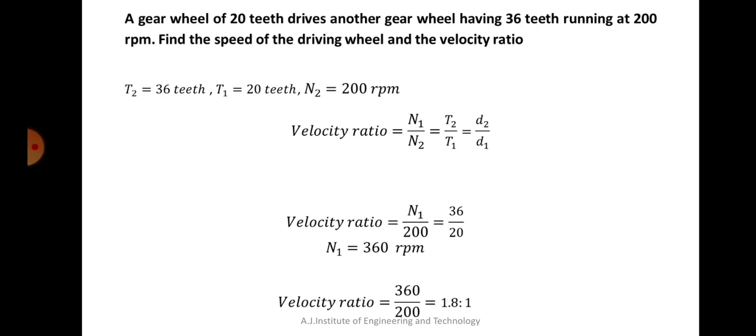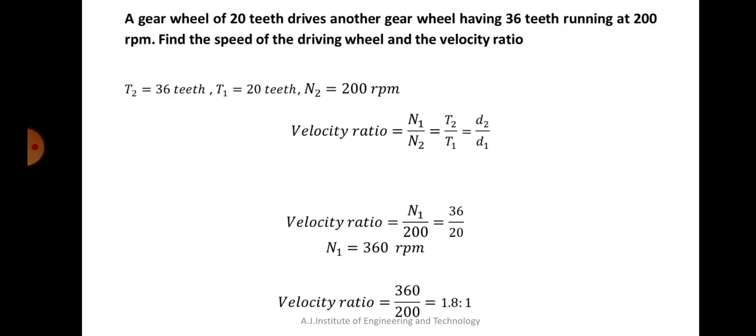So you have to find the speed of the driving wheel. That is N1 we have to find out. So velocity ratio is N1 by N2 is equal to T2 by T1. In this case N1 is not given, N2 is given, T2 is given, T1 is given. So N1 will be equal to what? That will be equal to 200 into 36 divided by 20. Right?